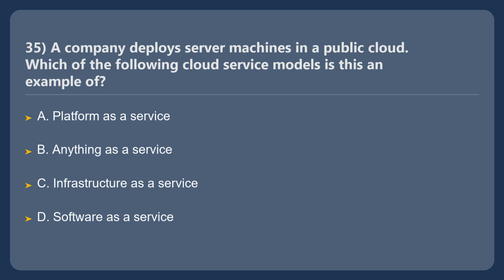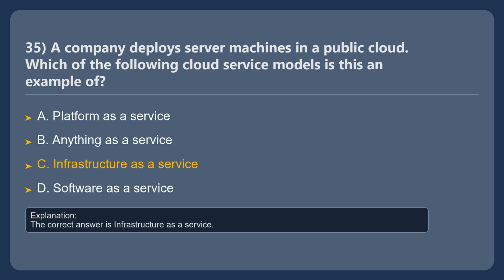Question 35. A company deploys server machines in a public cloud. Which of the following cloud service models is this an example of? Option A, platform as a service. Option B, anything as a service. Option C, infrastructure as a service. Option D, software as a service. The correct answer is option C, infrastructure as a service.